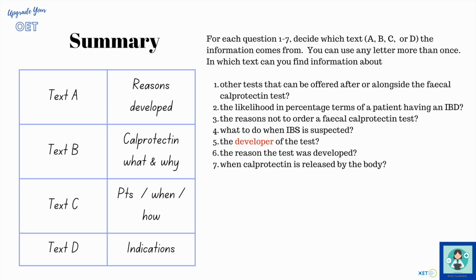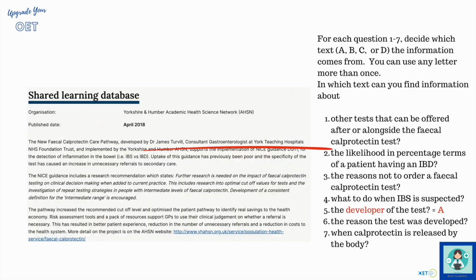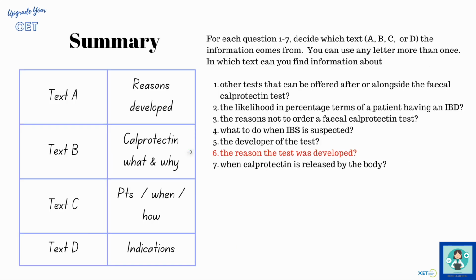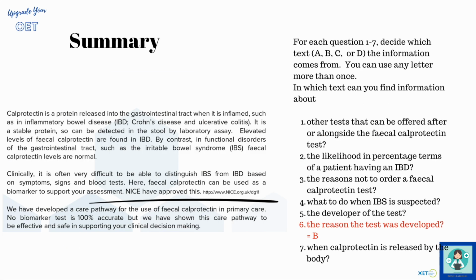Okay, number 5, the developer of the text. Which one was it? Probably A, so check. Here it is, developed by Dr. James Turville. Okay, number 6, the reason the test was developed. Well, I think that's A. Okay, so the reason the test was developed was as a biomarker.